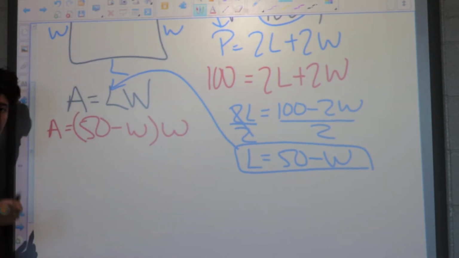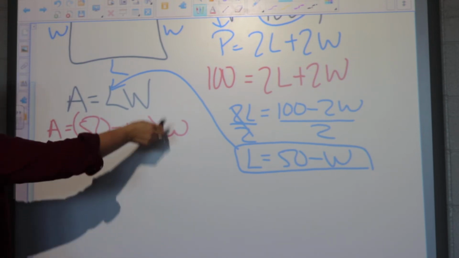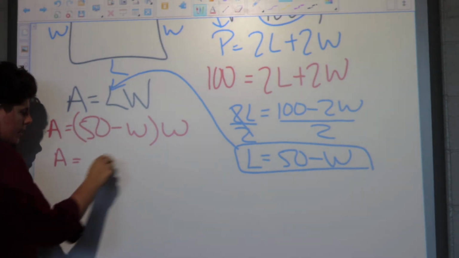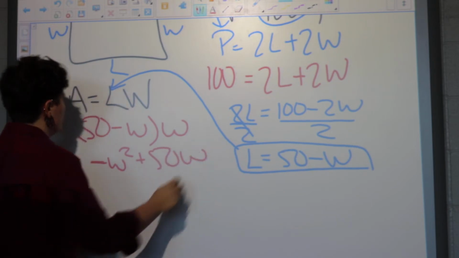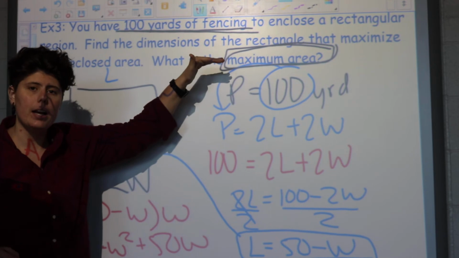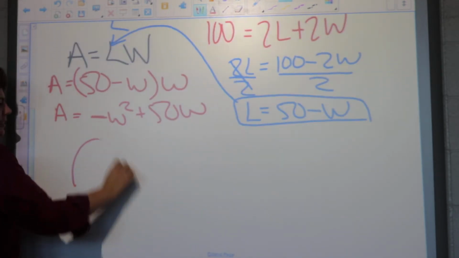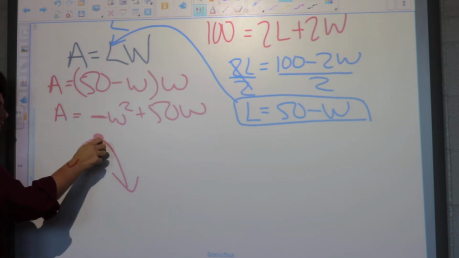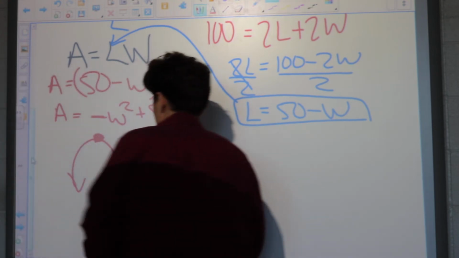This should start to look repetitive. It's very similar to the last example. Distribute. A equals, written in standard form, negative W squared plus 50W. The question asked me for the maximum area. So again, I have a face down quadratic. The maximum point is at the vertex, so I'm just finding the vertex.